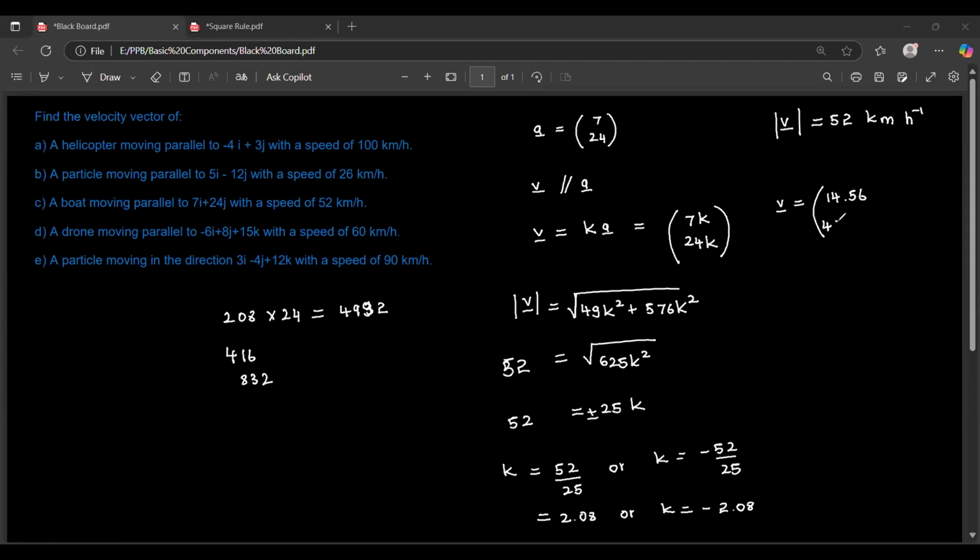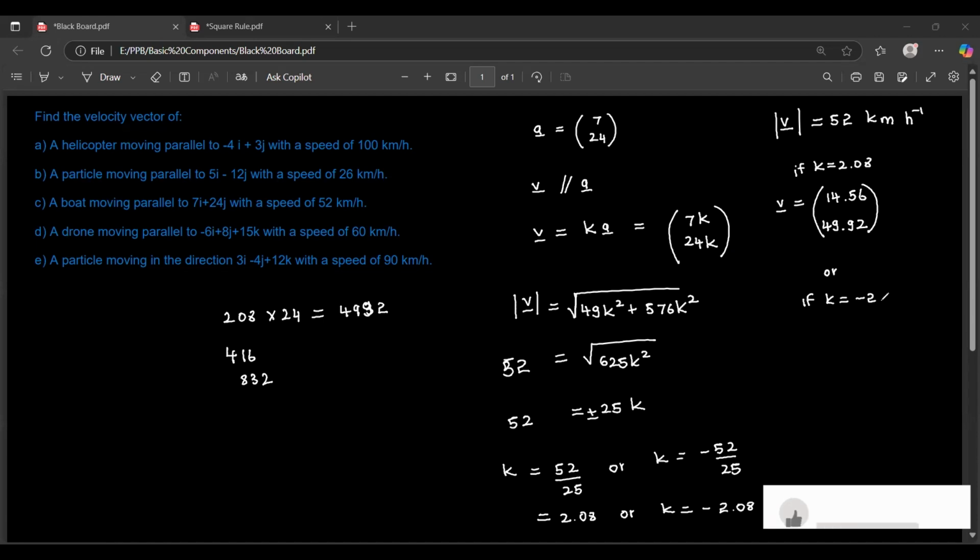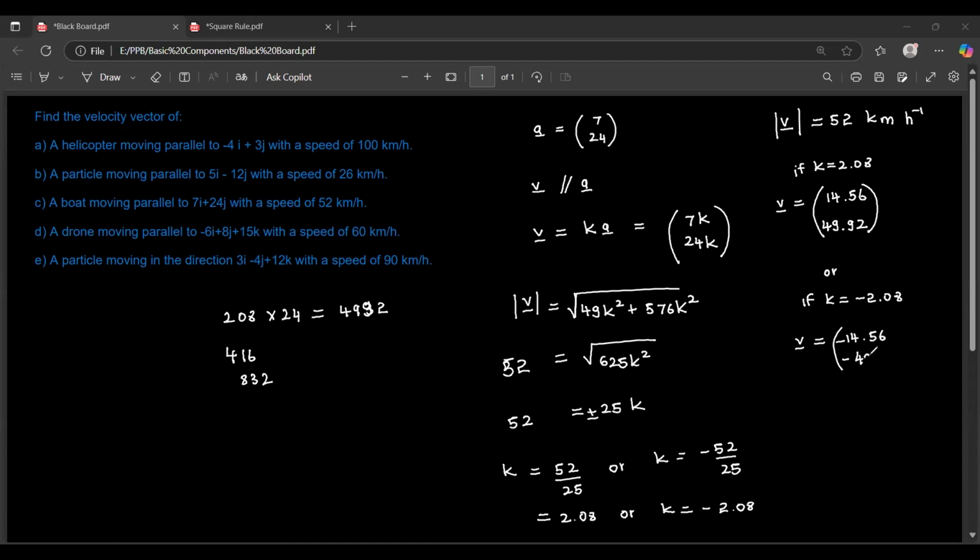So it will be 49.92. If k is equals to 2.08, or if k is equals to negative 2.08, v will be equals to negative 14.56 and negative 49.92. That's all.